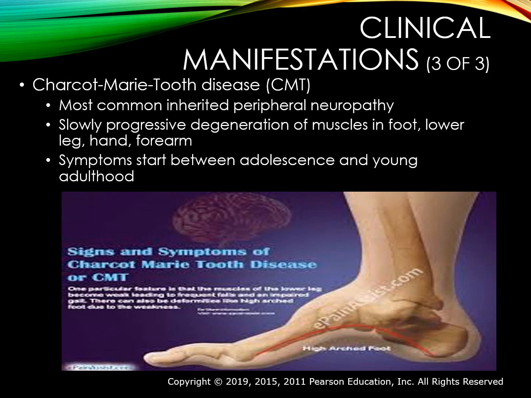This is the Charcot-Marie-Tooth disease that the chapter referred to. It's the most commonly inherited peripheral neuropathy, a slowly progressive degeneration of the muscles in the foot, lower leg, and the forearm. Symptoms start between adolescence and young adulthood. And I don't know why it's called Charcot-Marie-Tooth disease. I need to do further investigation on that.